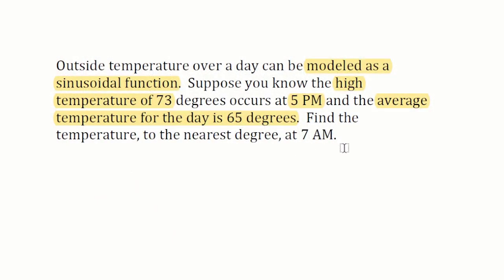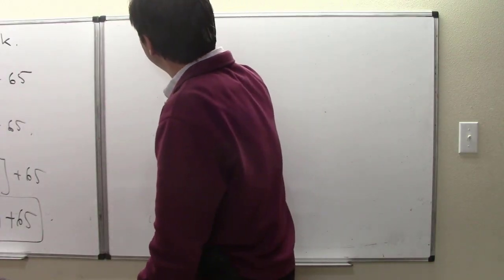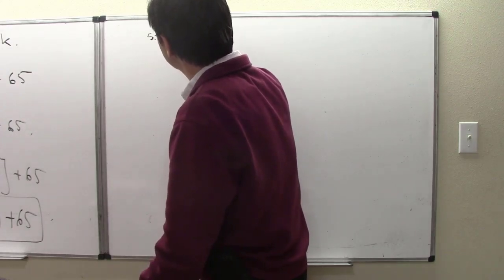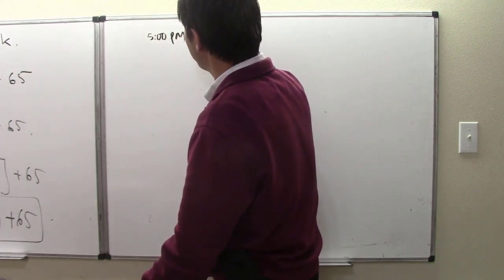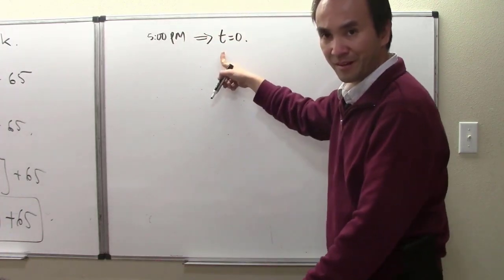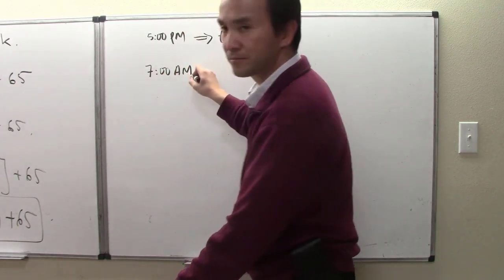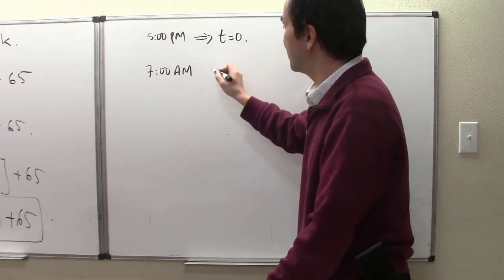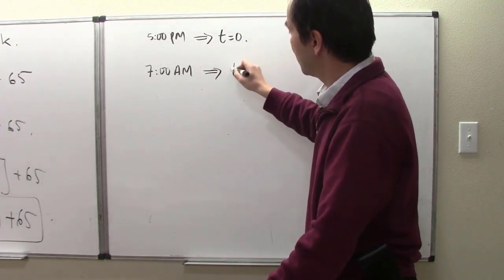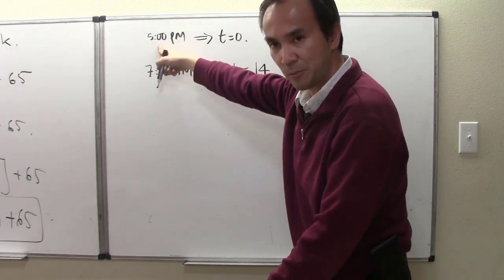Now we want to use the function to predict the temperature to the nearest degree at 7 a.m. All right. So keep in mind that 5 p.m. I chose to be the starting point. It's to be t equals 0, our starting point. Okay, and so 7 a.m. is going to be understood as 14 hours away from that starting point.